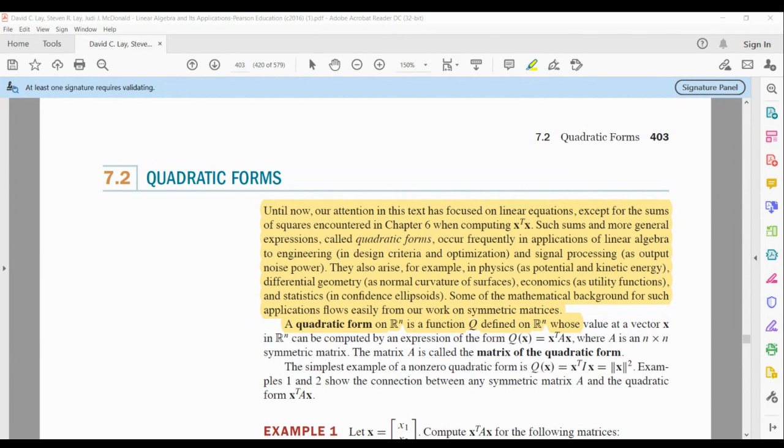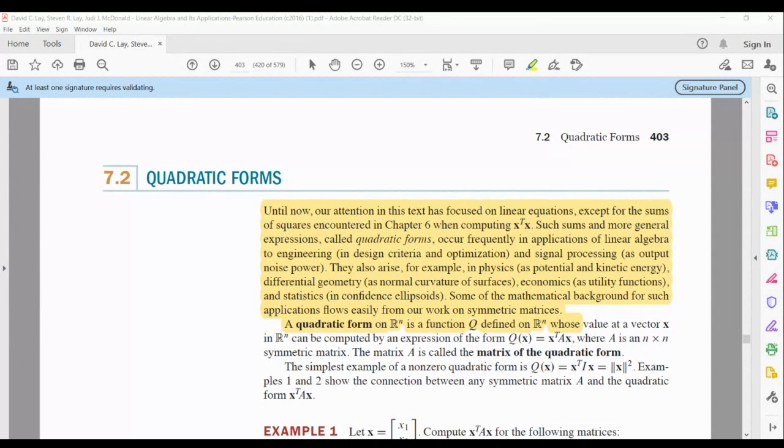Quadratic forms occur frequently in applications of linear algebra to engineering, for instance in design criteria and optimization. I took a whole course on optimization that used quadratic forms, and also signal processing. They can also arise in physics as potential and kinetic energy, differential geometry, and economics, utility functions. We'll look at one of those, I think, on Wednesday. And then in statistics, in confidence ellipsoids, very important.